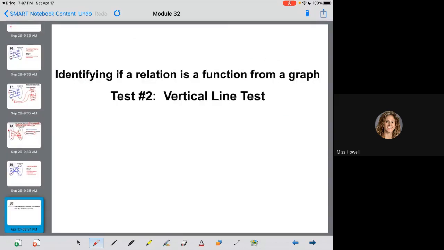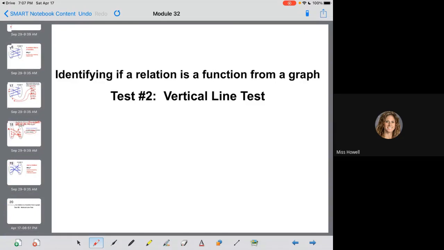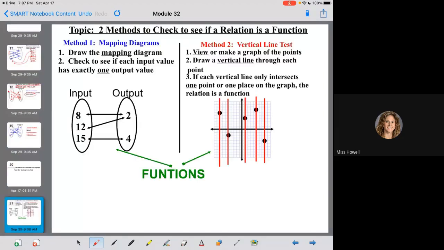All right, so test number 2 is when we're given a graph instead of a set of points, and we're asked if that graph represents a function, or if y is a function of x. And the way you can tell that is if you can draw a vertical line anywhere in your graph, and it passes through the graph or any of the points of the graph in more than one place, that would end up failing the test.